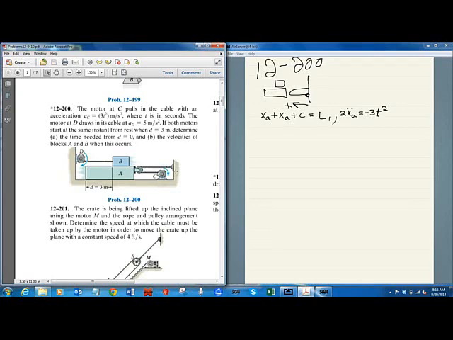Does that make sense? That as time goes by, XA double dot is actually a negative? It's accelerating to the right? Really? Absolutely. If you're yanking that cable in, man, it's going to be coming towards you big time, right? And I chose left to be positive. He's being pulled that way. He's got a negative acceleration. How much? Negative 3/2 t squared, right?